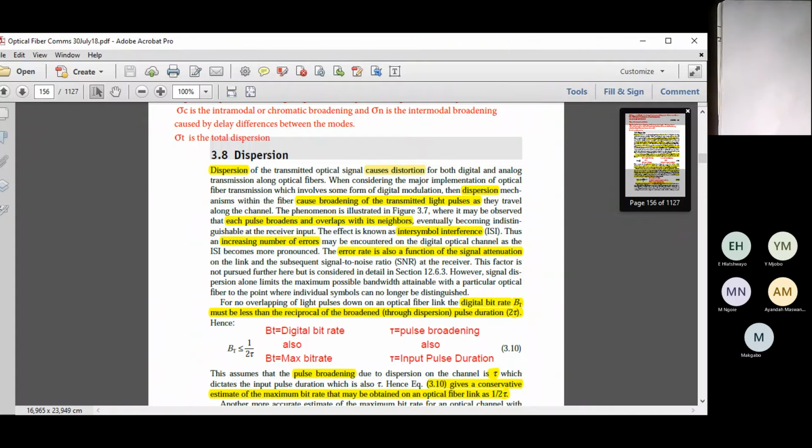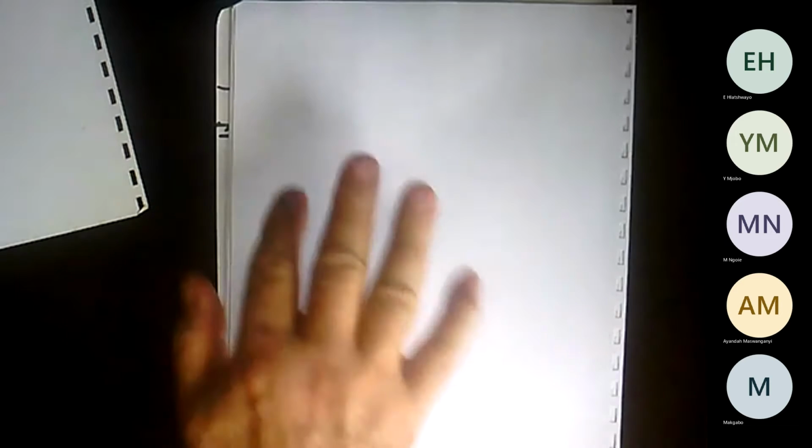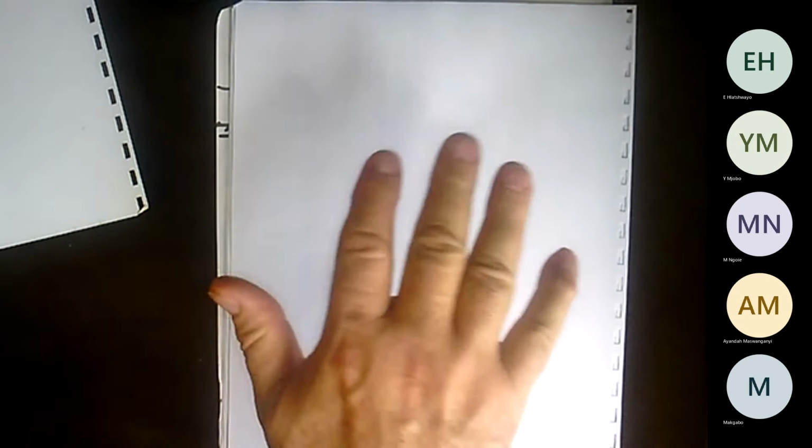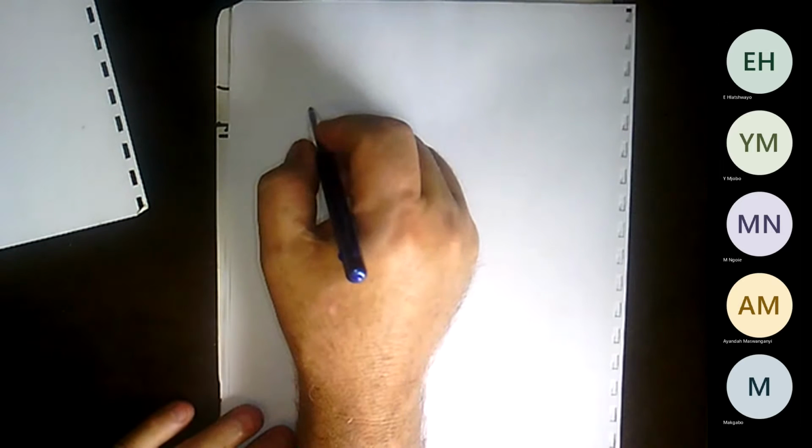Let me just put my camera on quickly. Guys, can you see my hand? Can you see my camera? You have to give me feedback. Can you see? Yes, we can see it.